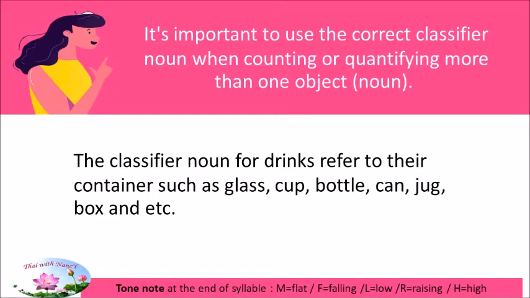It's important to use the correct classifier noun when counting or quantifying more than one object. The classifier noun for drinks refers to their containers, such as glass, cup, bottle, can, jug, box, etc.